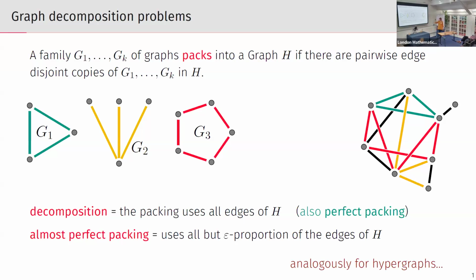So in this talk, for me, hypergraphs will always be uniform. That means each edge has the same number of vertices. I will have an r-uniform hypergraph, meaning every edge has r vertices, and then you can make exactly the same definition. Okay, good. So these are decompositions.